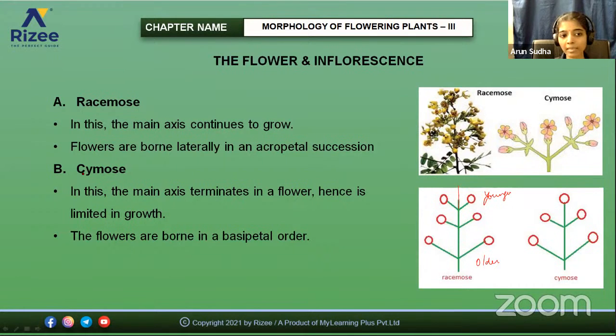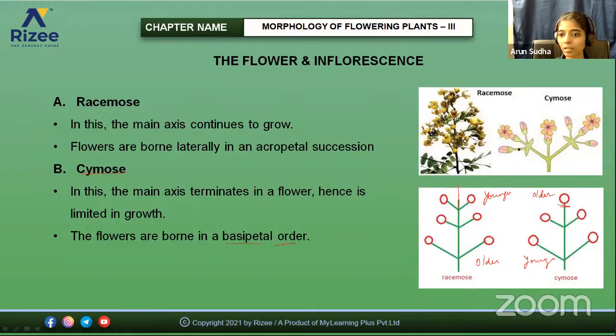And then if you take the cymose inflorescence, what is happening here? The main axis terminates. The main axis cannot grow; it terminates in a flower. So here there is a formation of a flower, hence it is limited in growth. It cannot grow further. How are the flowers borne here? In basipetal order, so it is the reverse. Here the older ones will be at the top and the younger ones will be at the bottom, in the case of cymose inflorescence.